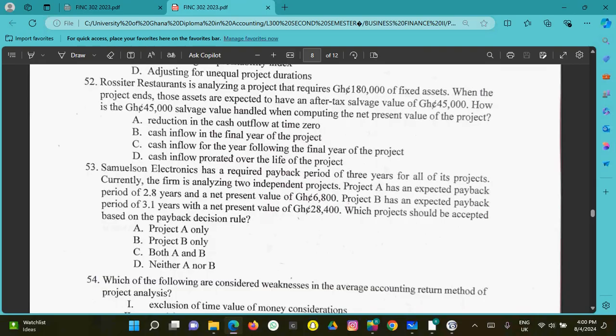Rosita Restaurant is analyzing a project that requires 18,000 of fixed assets. When the project ends, those assets are expected to have an after-tax salvage value of 45,000. How is the 45,000 salvage value handled when computing the net present value of the project? It is added to the cash inflow of the final year, because you sell it at the end of the year. That's why. So 52 is B.